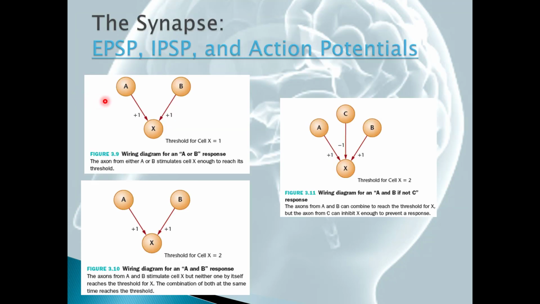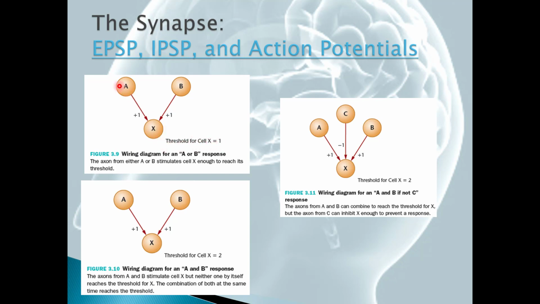Here are some other wiring diagrams. So here, this is an A or B response. When cell A fires an action potential, it stimulates X to a +1. When B fires an action potential, it stimulates X to +1. The threshold for cell X is 1.